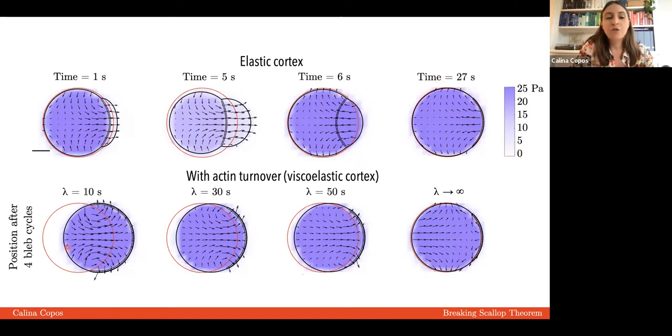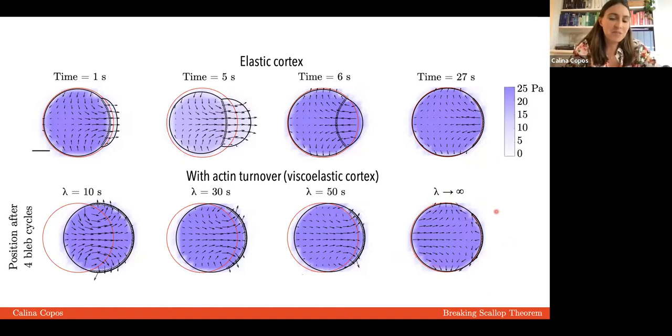At the bottom are 4 cycles, the same image shown to you after 27 seconds or 4 cycles. Lambda is the time constant of memory. In other words, the larger the lambda, the longer the memory. So lambda going to infinity means perfect memory. I never forget my initial configuration. And sure enough, I couldn't use lambda equal to infinity, mathematically speaking or computationally speaking.